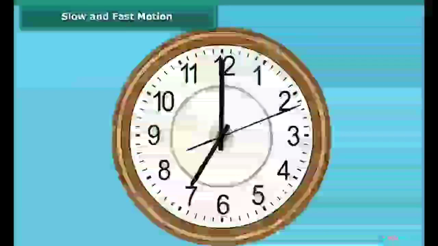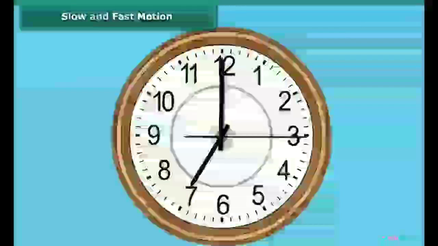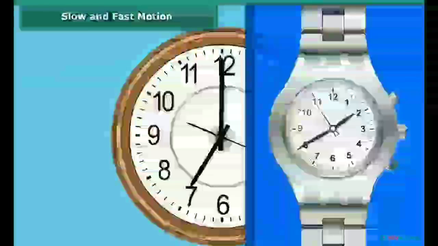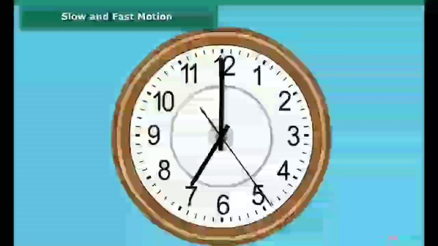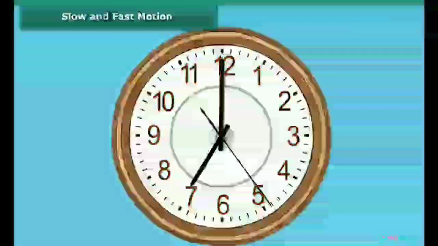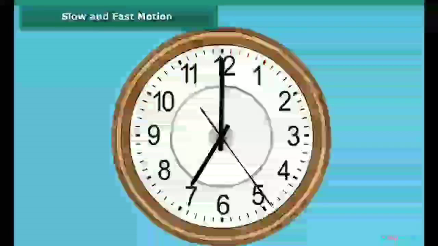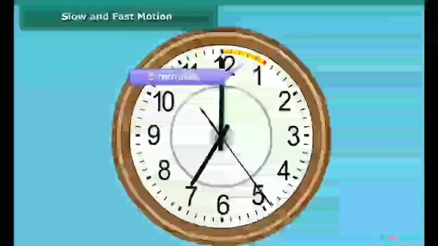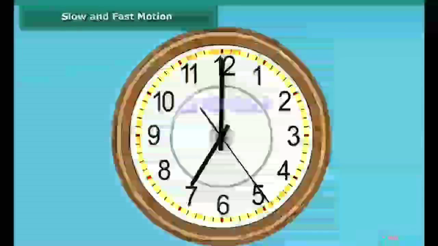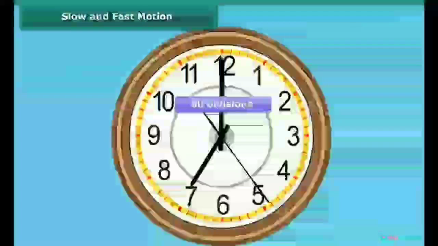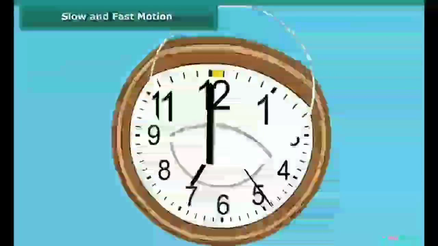Have you ever observed a wall clock? A simple wall clock or a wristwatch has a circular dial with 3 needles. The circular dial is divided into 12 equal parts, with each division representing 5 minutes. Observe the dial more closely and you will find that it has 60 smaller divisions in it. A single small division represents 1 minute.